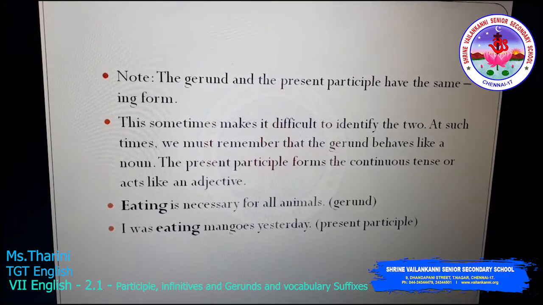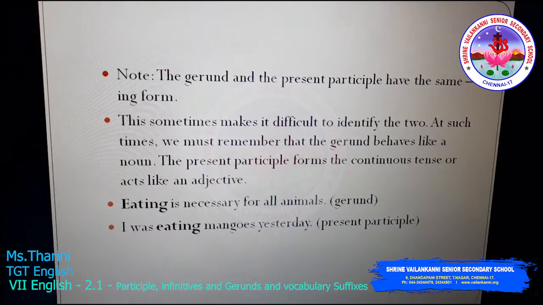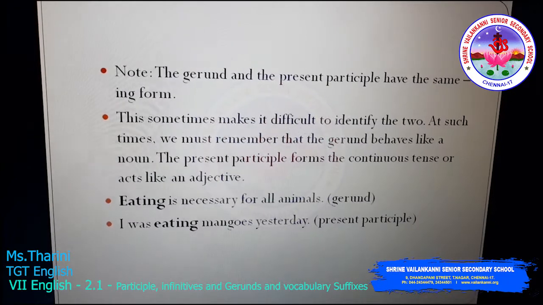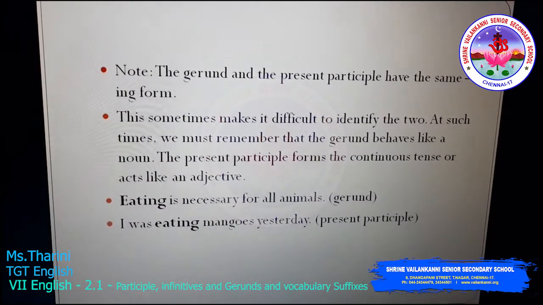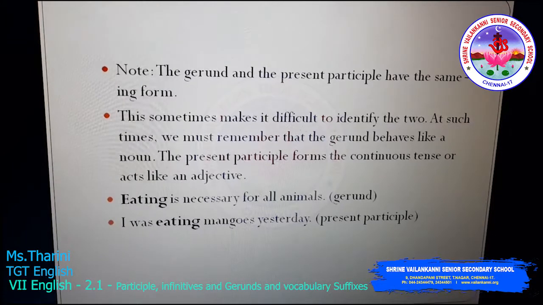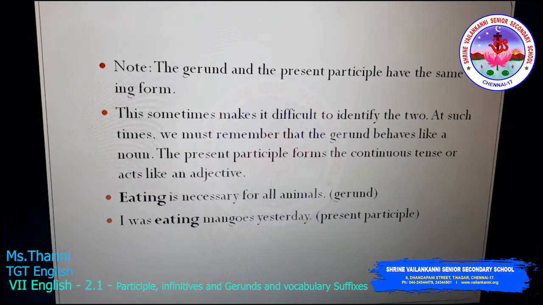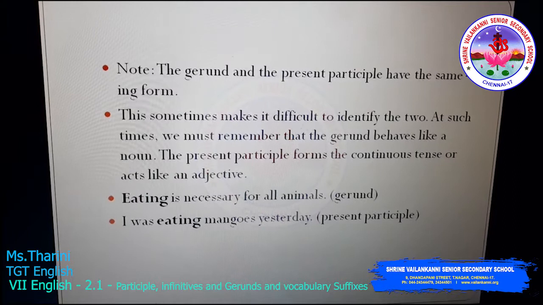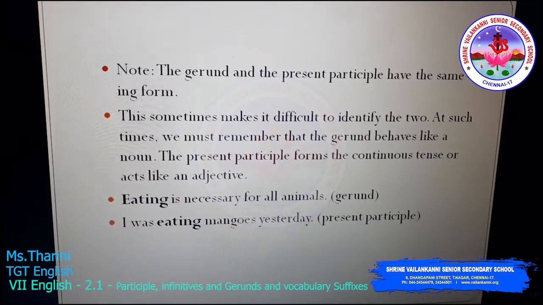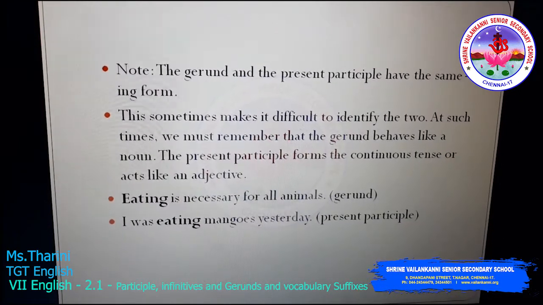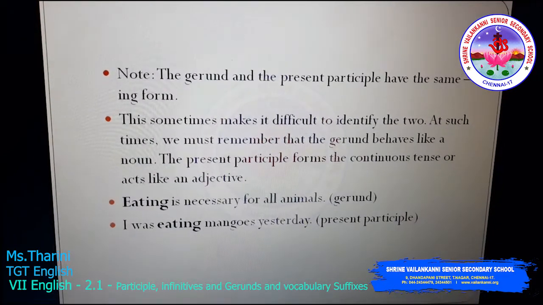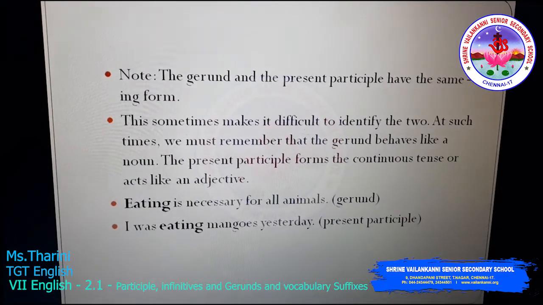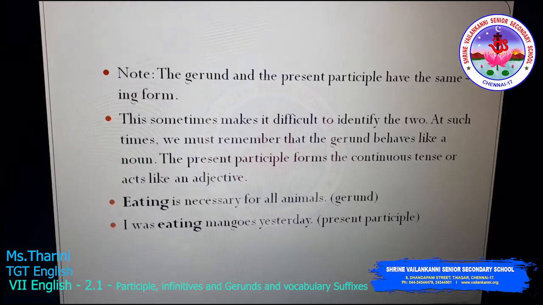Yes, I'll tell you. Eating is necessary for all animals. So here eating is not a verb, not an adjective, it is a gerund, it is a noun. I was eating mangoes yesterday. What am I doing now? I'm eating mangoes. So I'm doing some work here. So now the eating has changed into present participle, which is a verb.